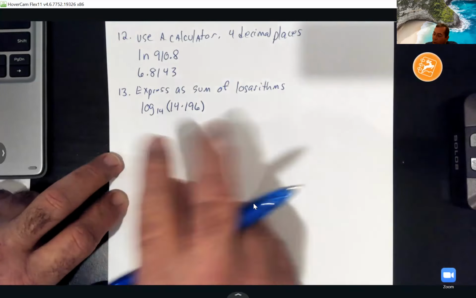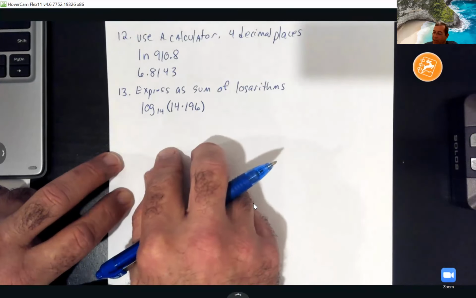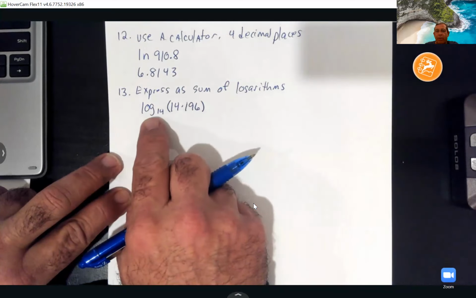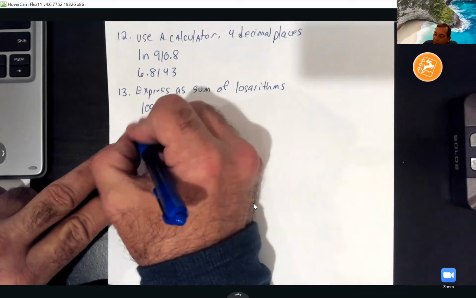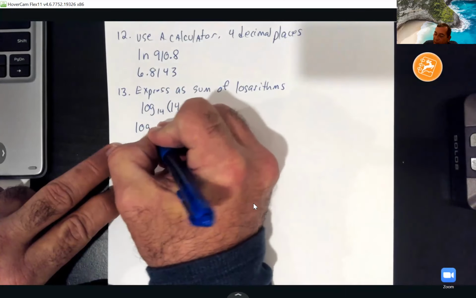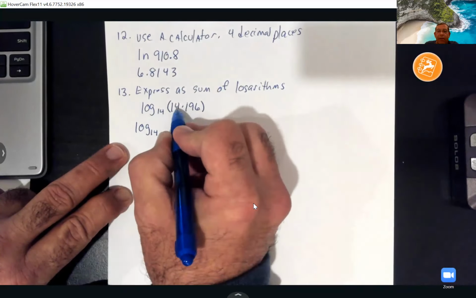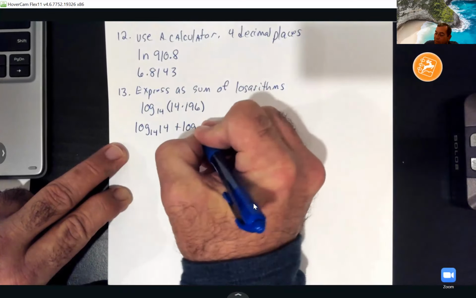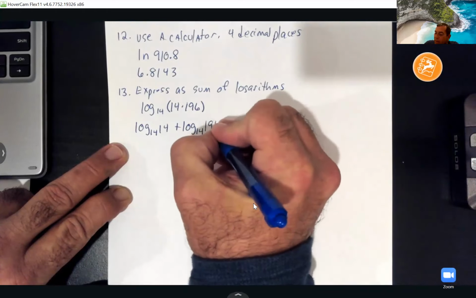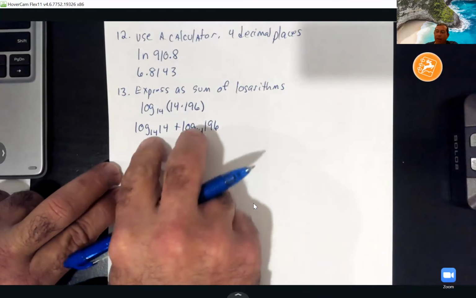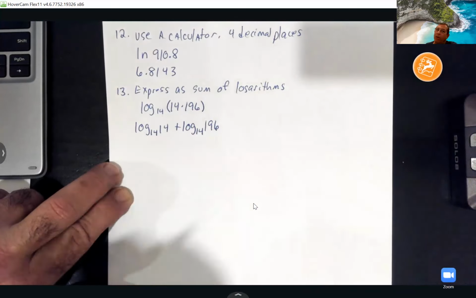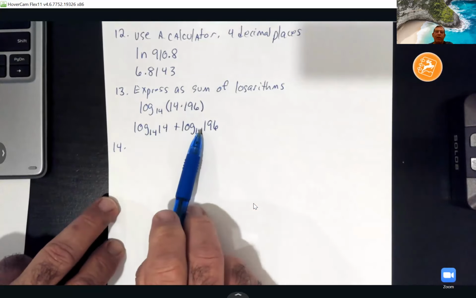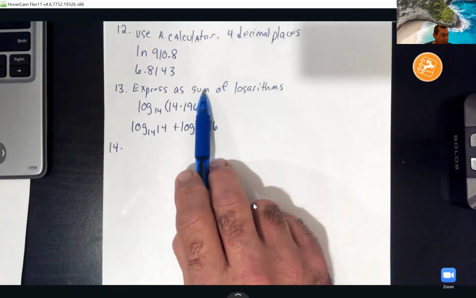Now, they don't want me to evaluate these and get a number answer. They just want me to write it as a sum of logs. So distribute the log 14 to each factor and write it as a sum. So I got a log base 14 of 14 plus a log base 14 of 196. If you go any further and get numbers, it marks those wrong on MathLab, okay? They just wanted it rewritten as a sum.